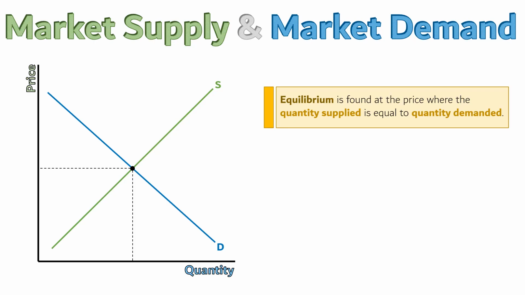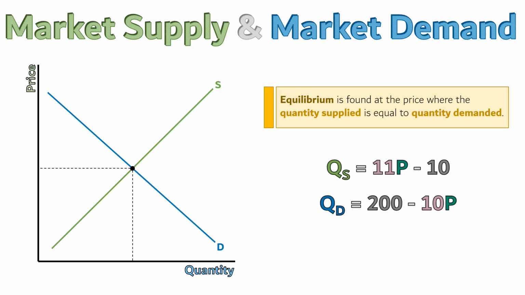If we have equations for supply and demand, we can find the equilibrium mathematically. Let's say supply is given by the equation quantity supplied, QS, is equal to 11 times the price, P, minus 10. And demand is given by the equation quantity demanded, QD, is equal to 200 minus 10 times the price, P. How can we solve for the equilibrium?